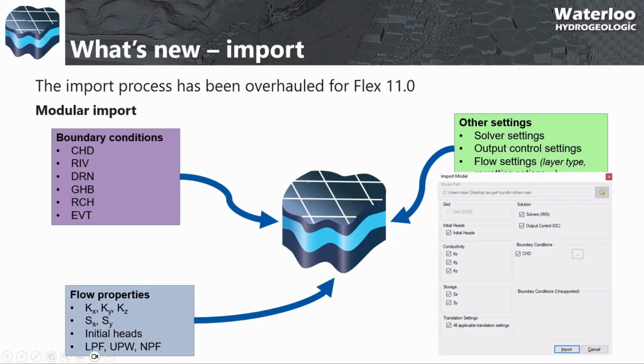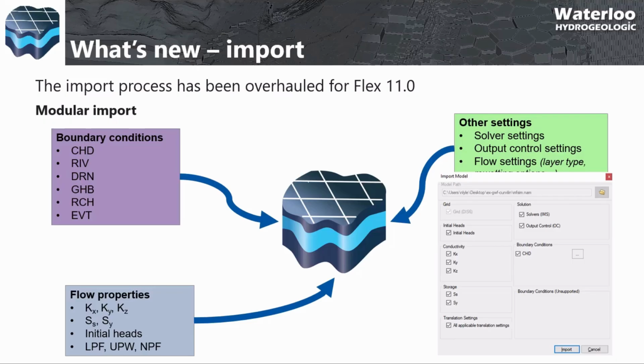Here's an example of what the import form looks like in the interface. As you can see, you can individually select which model elements that you want to include or exclude during import. Note that if you have a grid imported, you can also now import these model elements separately from the model import step as well. So for example, during the define boundary conditions step, there are tools to import boundary conditions from model name files.